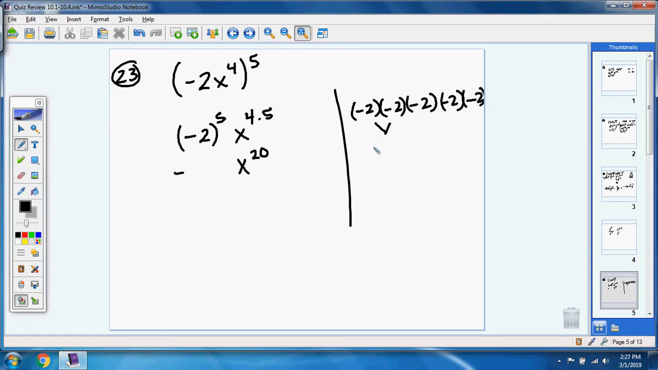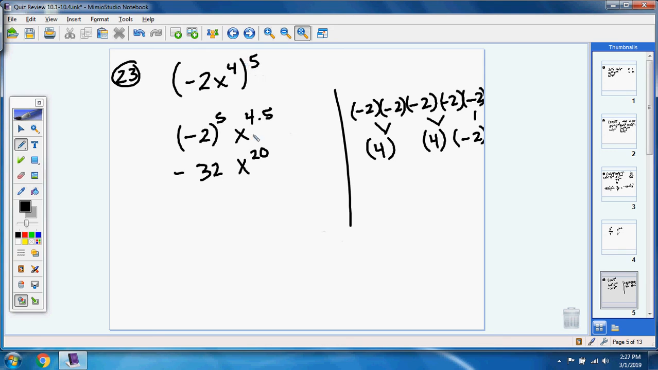-2 multiplied by -2 is +4. Another +4. And then I got a single -2. 4 times 4 is 16. Multiplied by the -2 is -32. Inside, outside for the exponent means multiply.